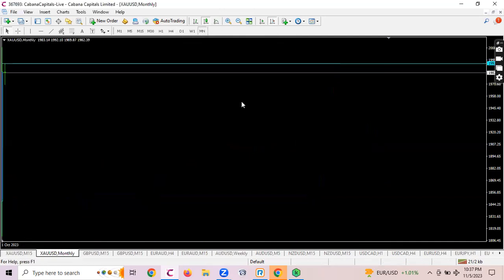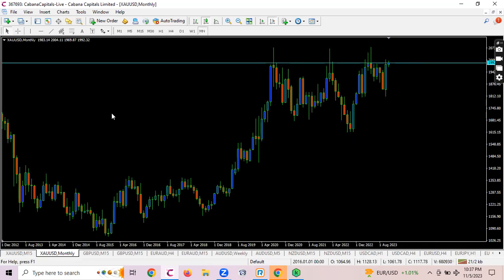So let's see the monthly chart. Gold has been struggling to break this resistance. It's been struggling to break this zone. And okay, this is the current month candle. We cannot make judgments with the current month candle, but last month's candle was strongly bullish, but it couldn't break out from this supply zone. There was a little rejection from that zone.